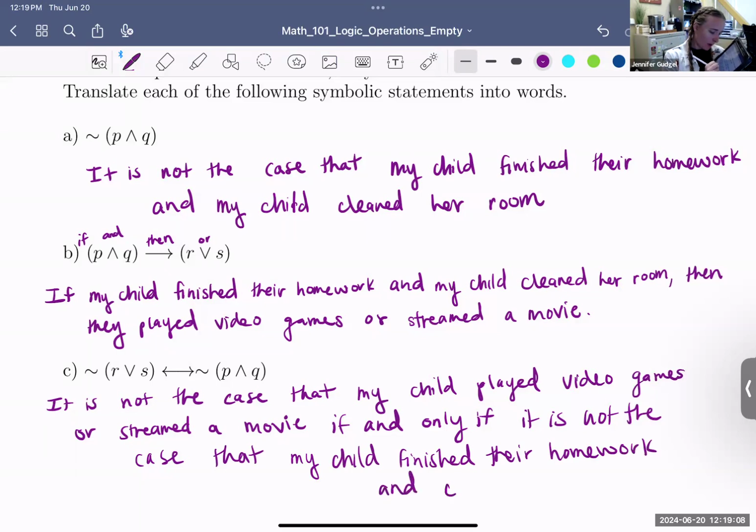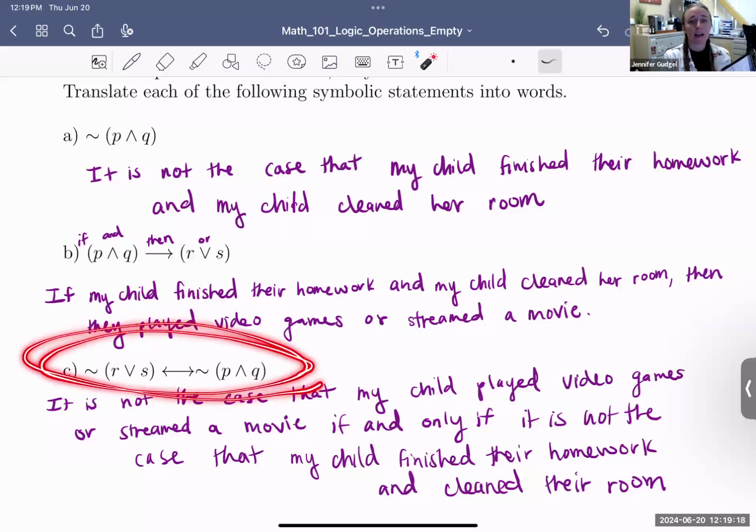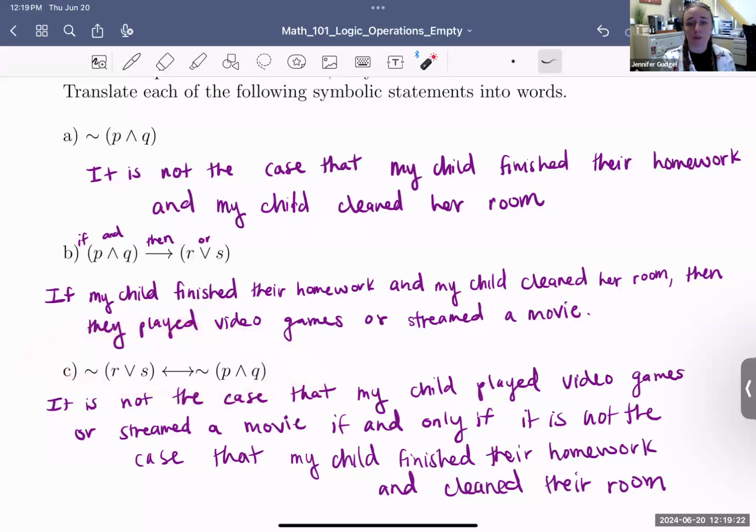And this is why we like the symbolic form so much. This was a lot of words to write when instead we're saying the same exact thing, writing this symbolic form right here. Okay, that's why those are so useful.